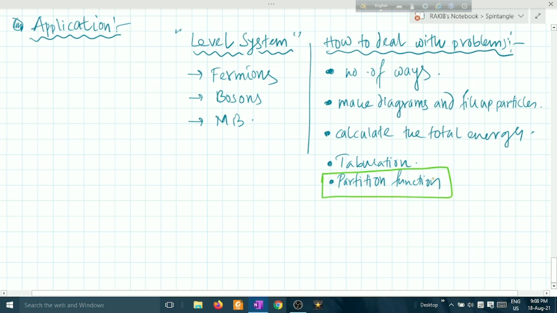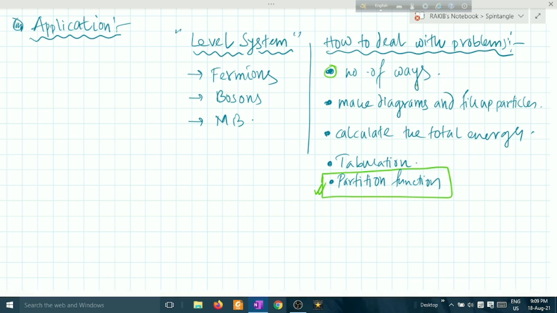So first of all you have to write the number of ways in case of calculating the partition function. Then you have to make diagrams and fill up the particles, and now you have to calculate the total energy of the system for each and every case. In the fourth step you have to do some tabulations, the tables of energy and degeneracy. And finally you have to plug this into the partition function formula.